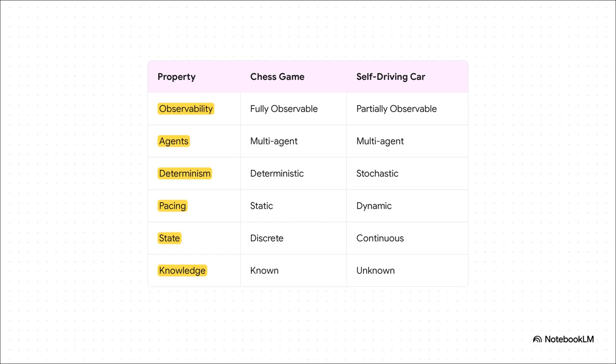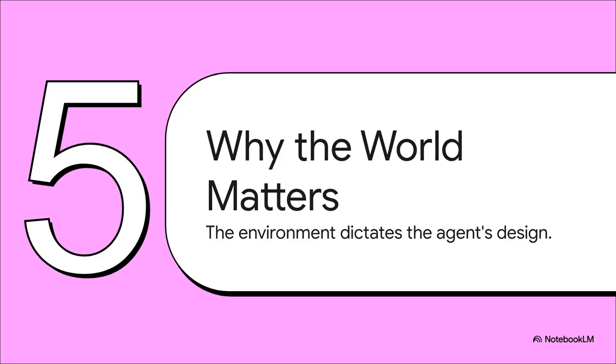The car is the polar opposite on almost every single measure. It's partially observable, stochastic, dynamic, and continuous. Every single one of these properties screams complexity. It isn't just a little harder, it's an exponentially harder problem to solve. So what's the big takeaway here? Why does all this matter? It's because of one simple, powerful truth.